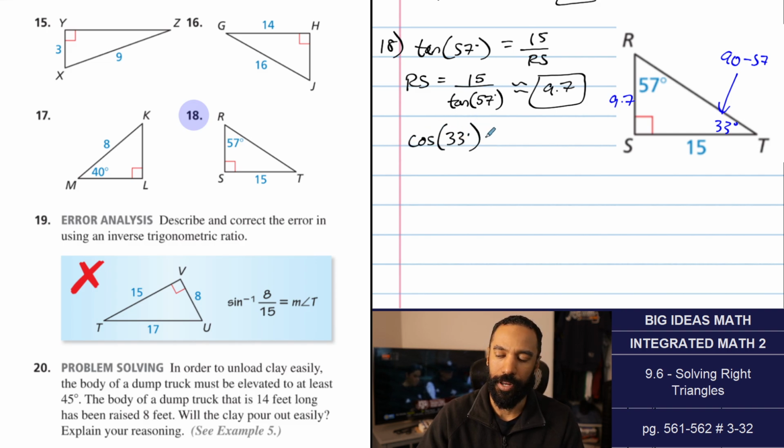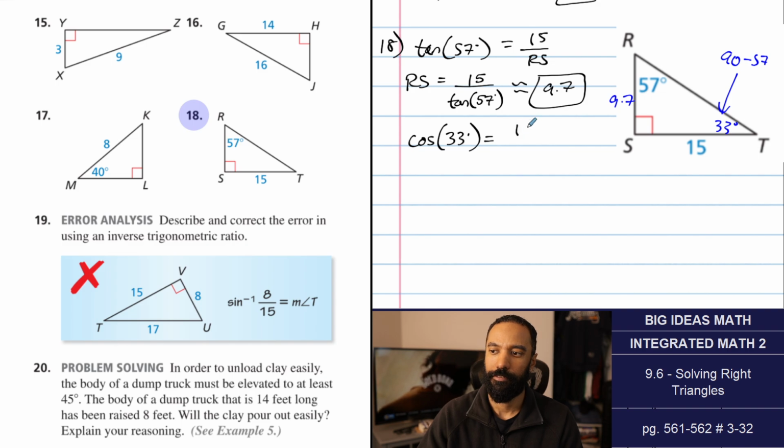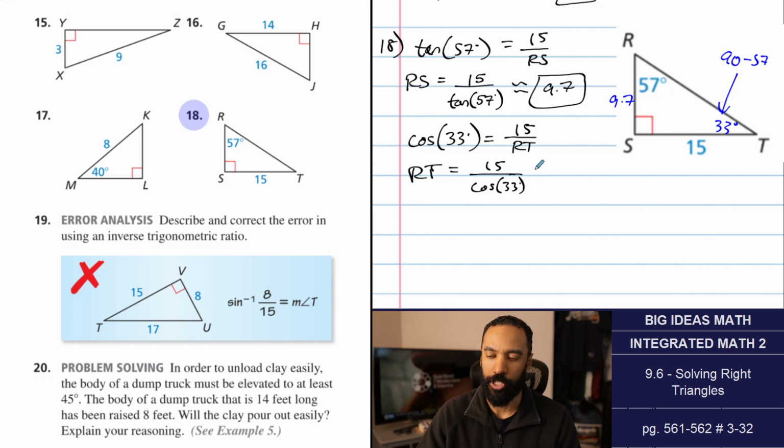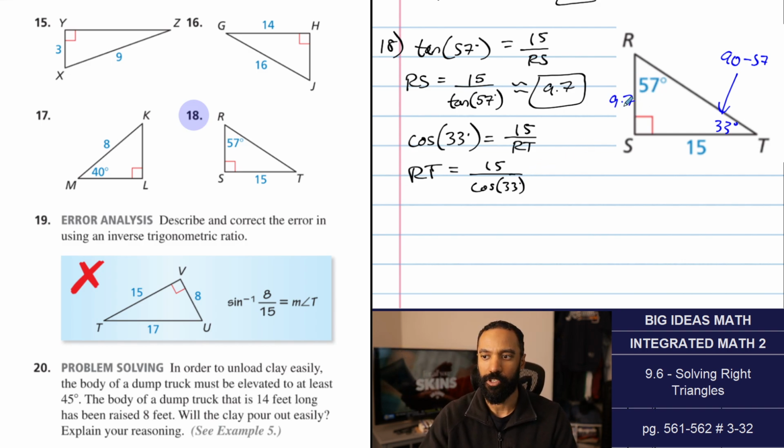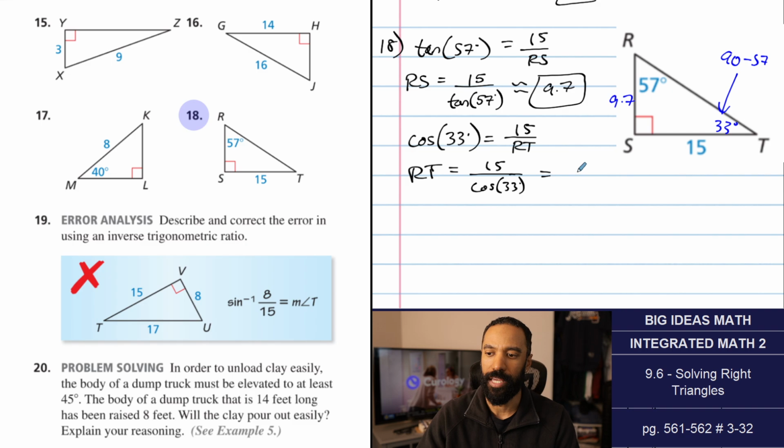The cosine of 33 is 15 over this RT. So that switch places thing is going to happen. RT is 15 over the cosine of 33. Now, for the sake of if you tried it the other way, if you're checking your work, you're like, wait a minute, I used 57. Okay, if you did, then you'd be doing 15 over the sine of 57. Just so you know, both of these will get you the same answer.